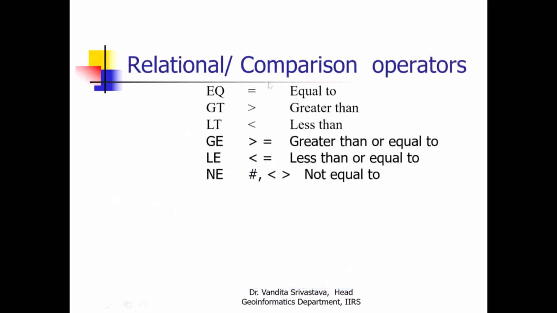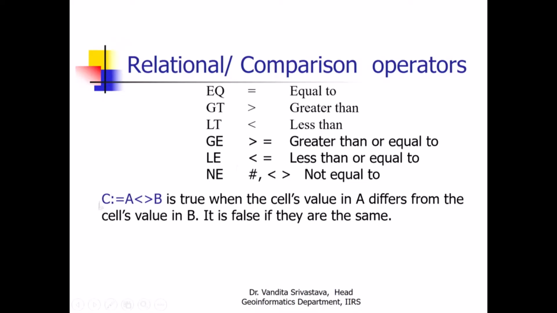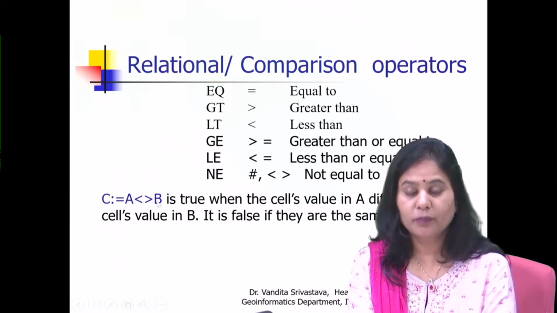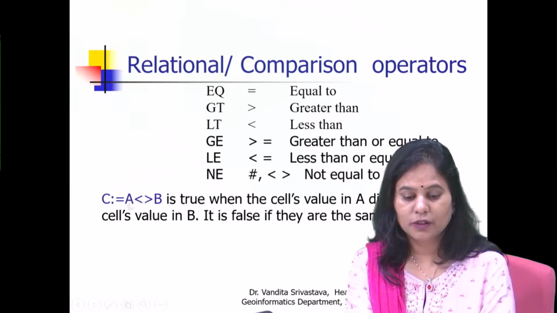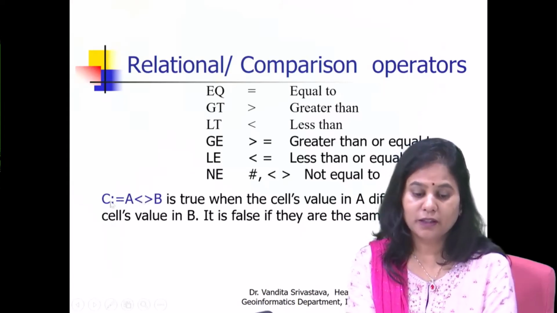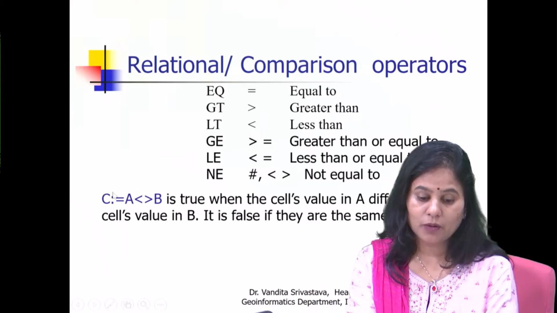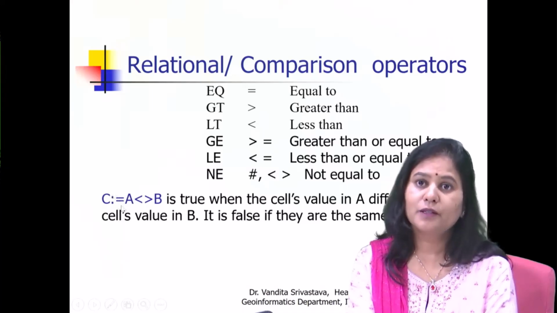Then these are the relational operations. Like I just say, C is assigned as A not equal to B. That is how it is read. This is the assignment symbol, and this is not equal to. So this is true when the cell values of A are different from those of B. If these are the same, then C will result in false. If these are different, then C will result in true. So it means that C will be telling where A is different from B.